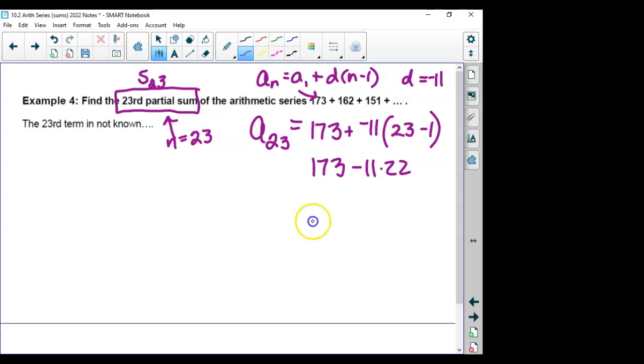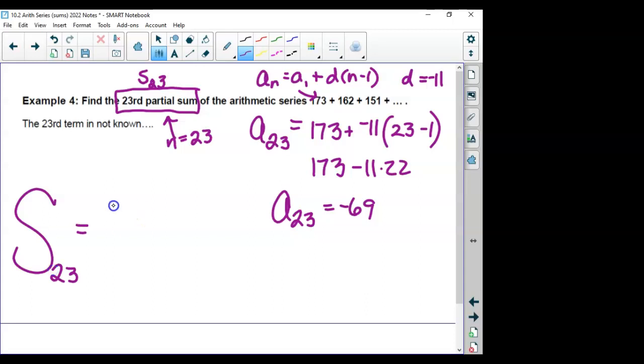I got negative 69. Anybody else get that? Now what? How do we find the sum through 23 terms? What's n? 23 over 2. A sub 1 is 173. And a sub 23, or the last term, is negative 69.